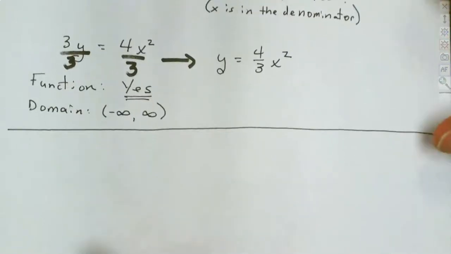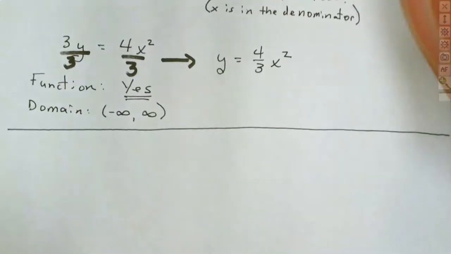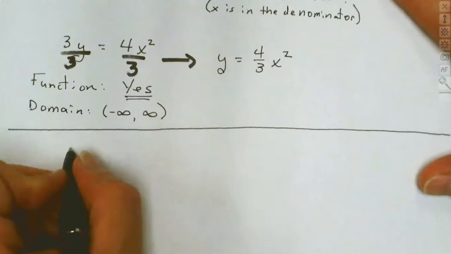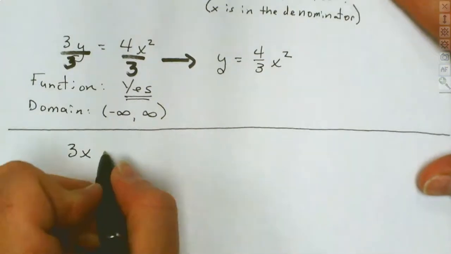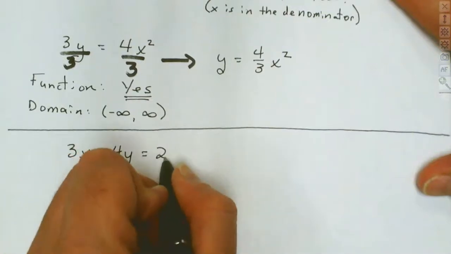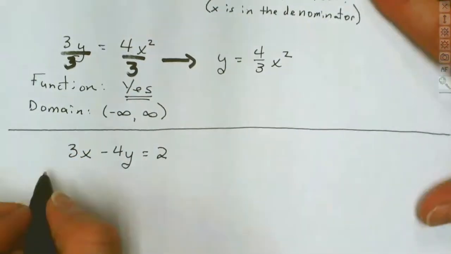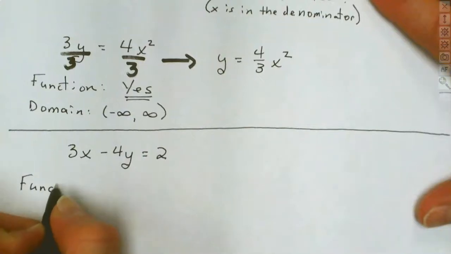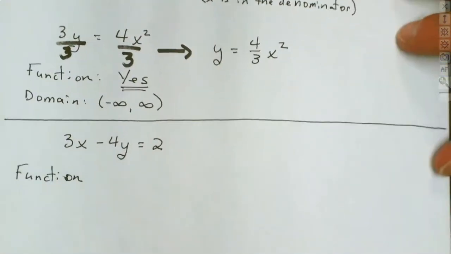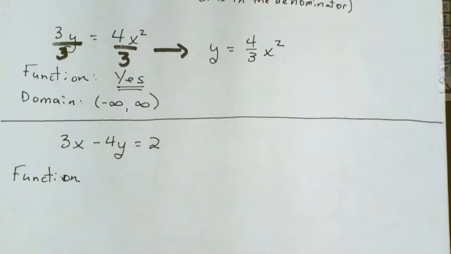Let's look at another one. 3x minus 4y equals 2. So is this one a function or not a function? You don't have to really solve it completely for y. What you want to look for is to see if you can solve it for y. Can you solve it for y?